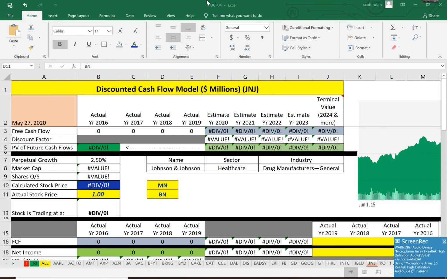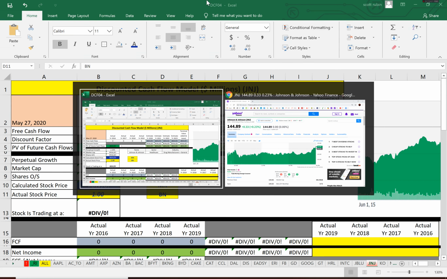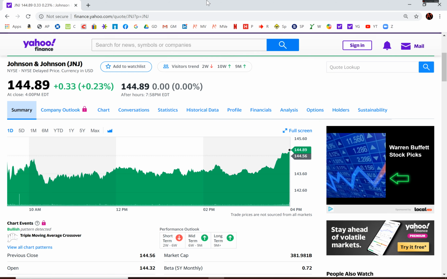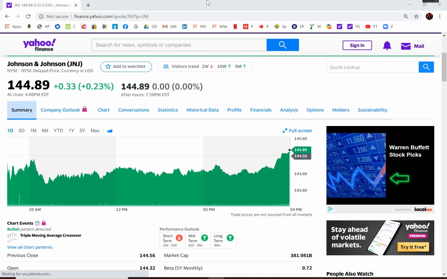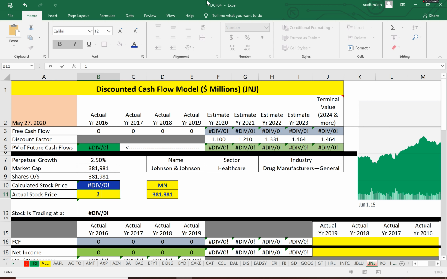So we're going to calculate the intrinsic stock price for Johnson & Johnson, and the way we're going to do that is use prior year's financial information. So the first step, let's get the market cap, 381.981. And now the price of the shares is 144.89.